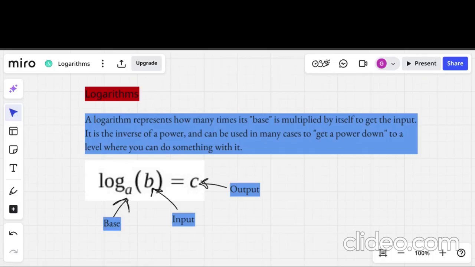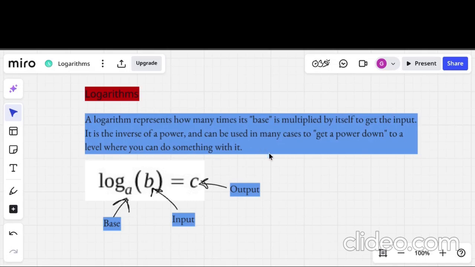Today we're going to be going over logarithms and what they are at an essential level. Now, logarithms are very hard to understand, and I struggled with them when I first learned about them. So I figured it was probably a pretty important topic to go over and see if I could help you guys with it.